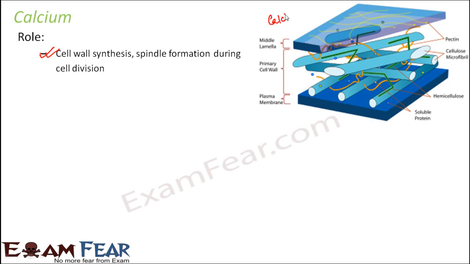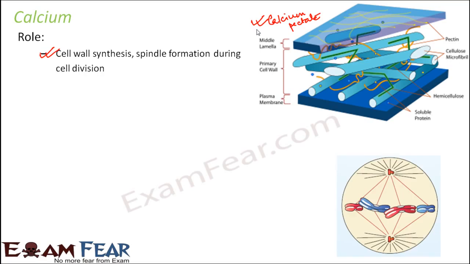So calcium pectate. There you can see that calcium is playing an important role in the composition of the cell wall. It also helps during spindle formation and cell division. In cell division, these thread-like structures are formed. The threads which form the cytoskeleton, that is the microtubules, the same filaments are used to form the spindle structure. Now these filaments are also made up of calcium. So that way it also helps in the formation of spindle.